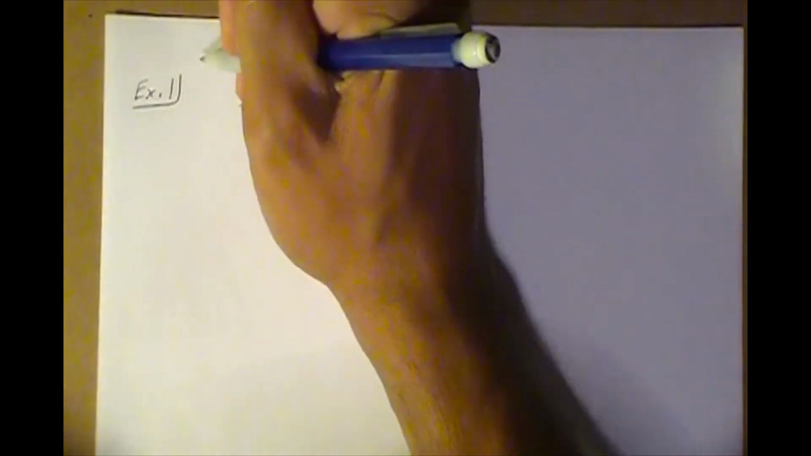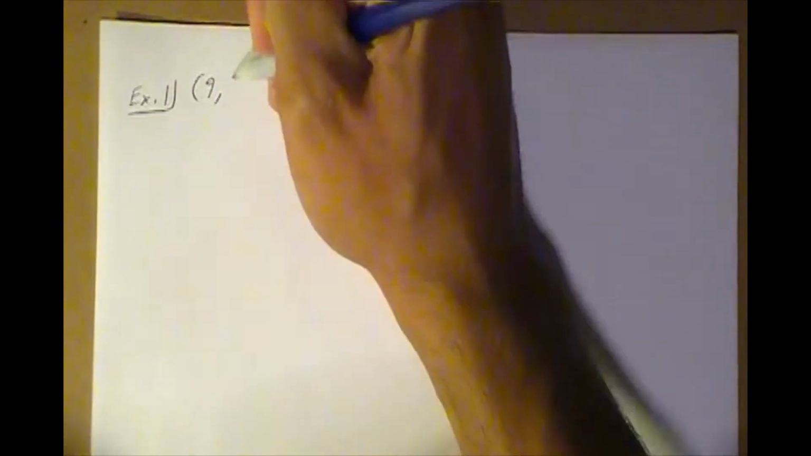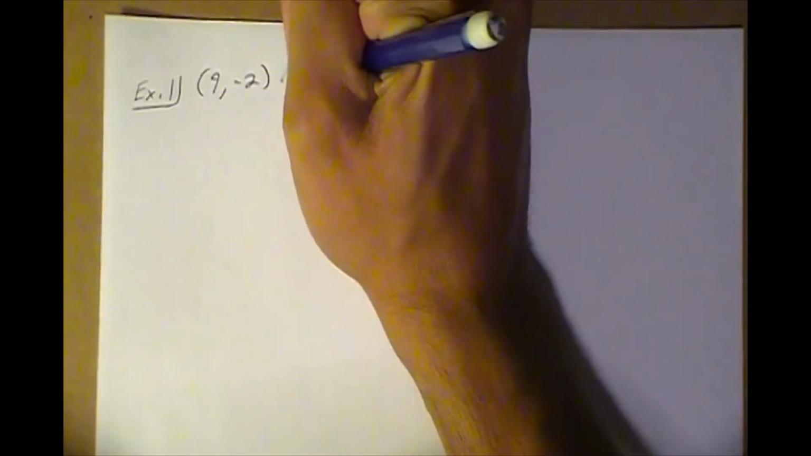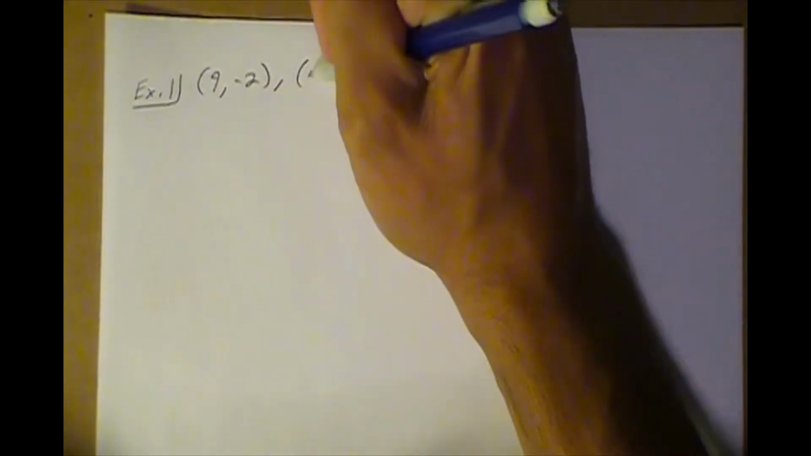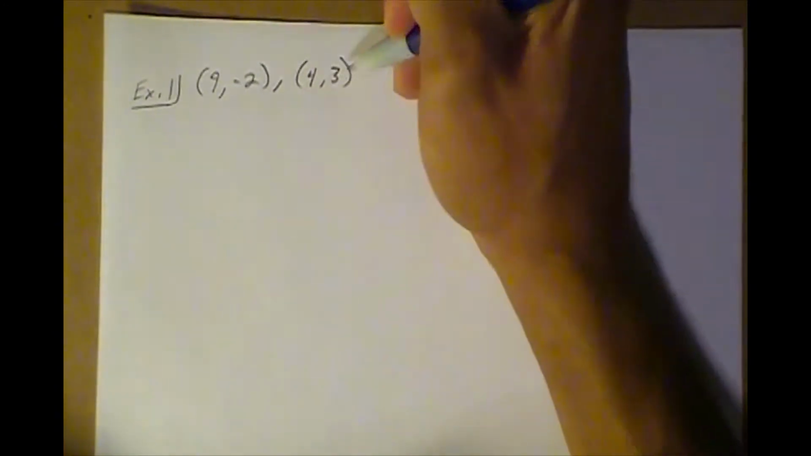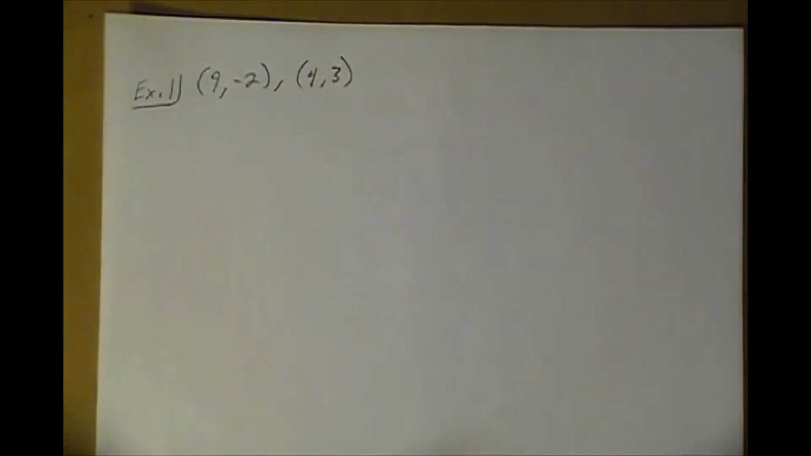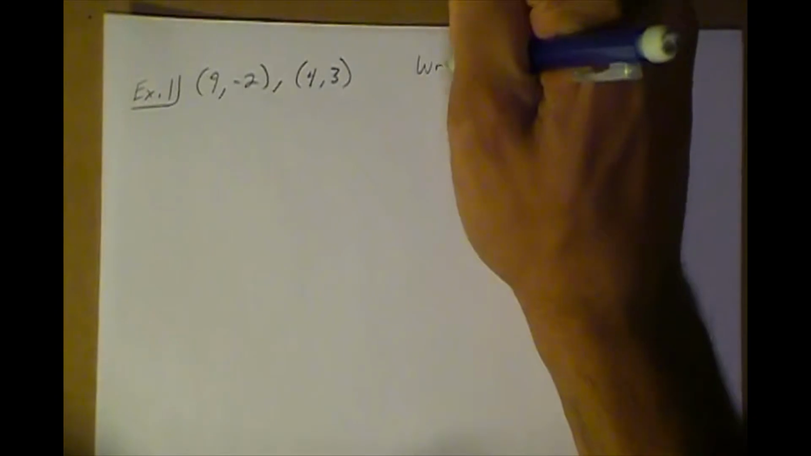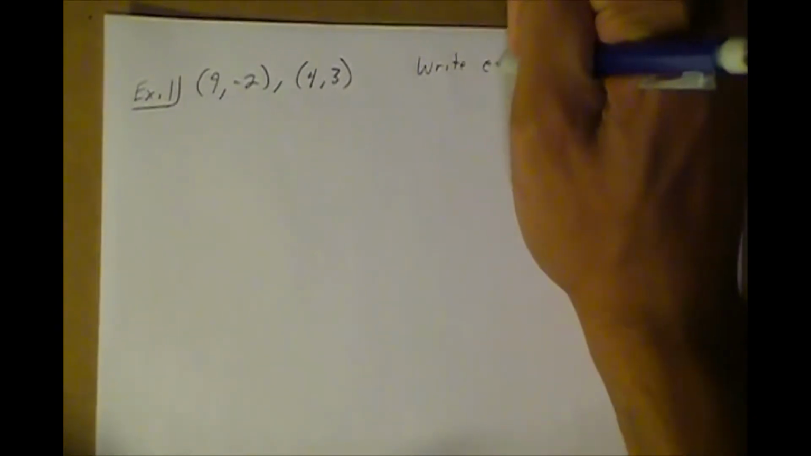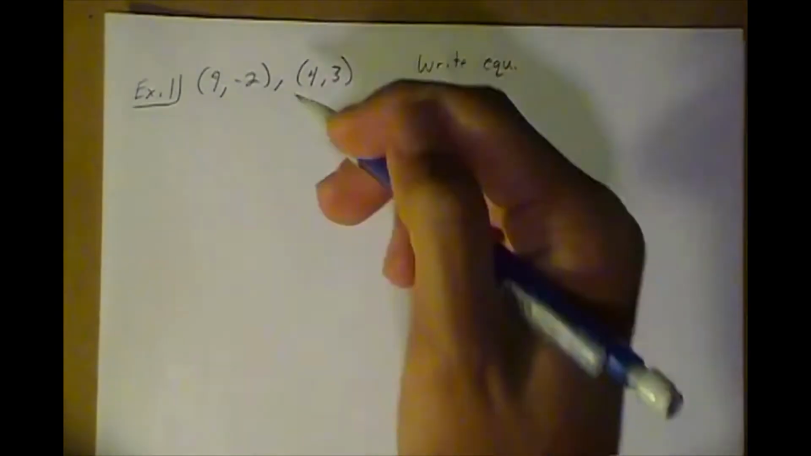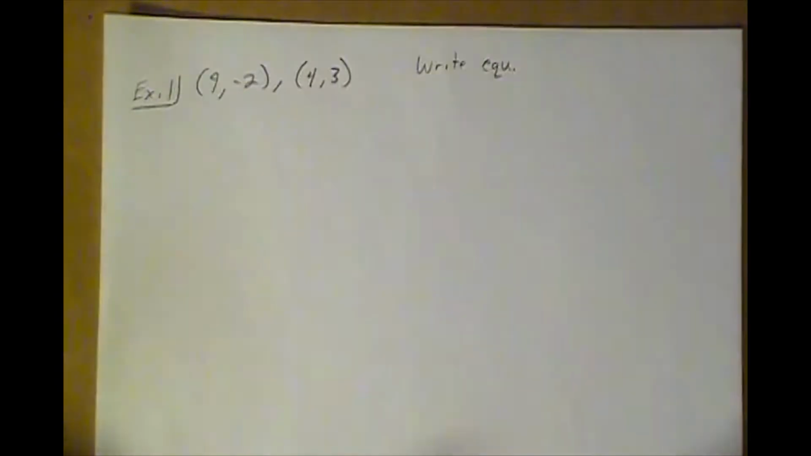In other instances, you're given pairs of numbers. So, for example, you'll be given, we'll call this example 1, the pair 9, -2, and 4, 3, my apologies. And it says, write an equation knowing that the line passes through both of these points.